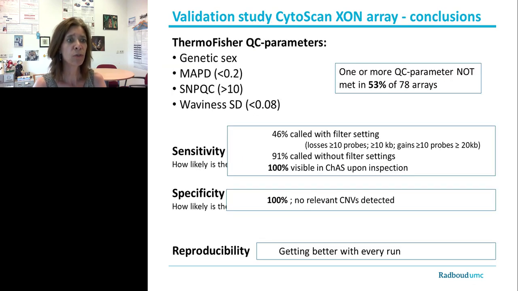So our conclusion for the validation study results is that for all the arrays that we performed, we had to conclude that 1 or more QC parameters were not met in 53% of 78 arrays. As far as the sensitivity is concerned, 46% was called with filter settings that were also used for the HD. 91% were called without filter settings, and all of them, so 100%, were visible in CHAS upon inspection.